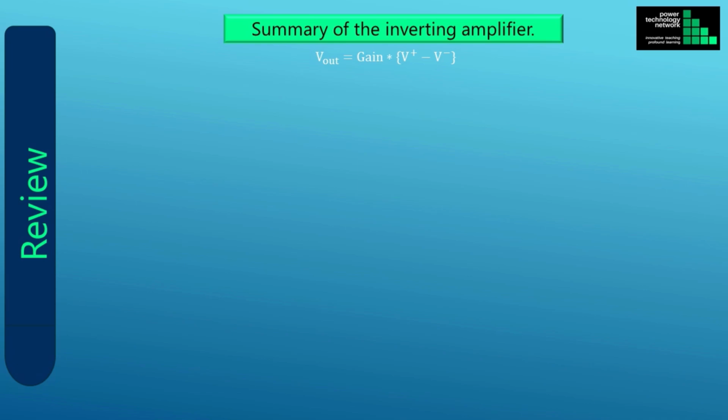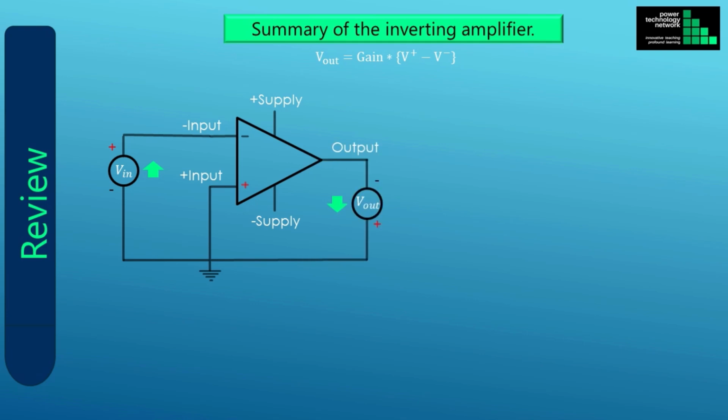Let's start with a summary of the inverting amplifier. The gain equation is repeated here. The output voltage is equal to the open loop gain of the op-amp, multiplied by the difference between the input terminals of the op-amp.